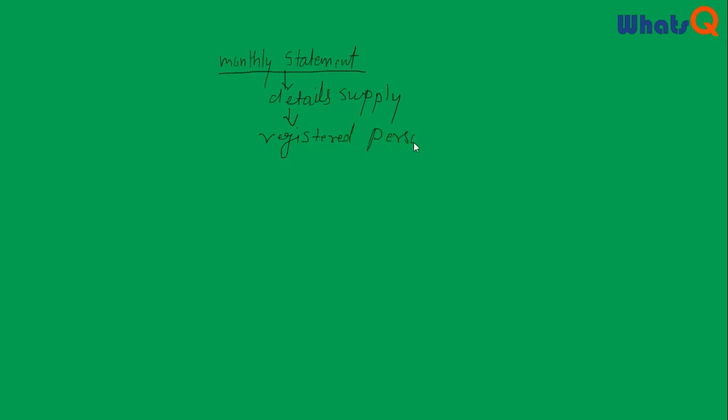Every registered person having a GSTN number with valid details will be able to file this, and it is mandatory to file it. What details need to be filed? The details of supply, that is, for goods and services.